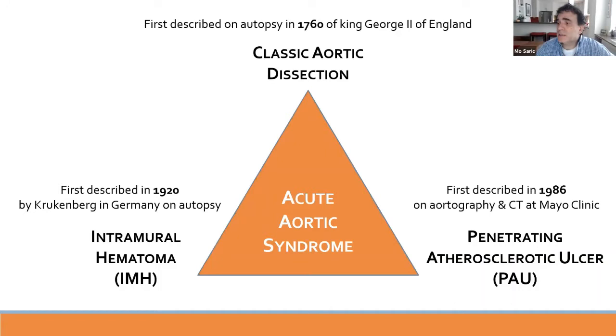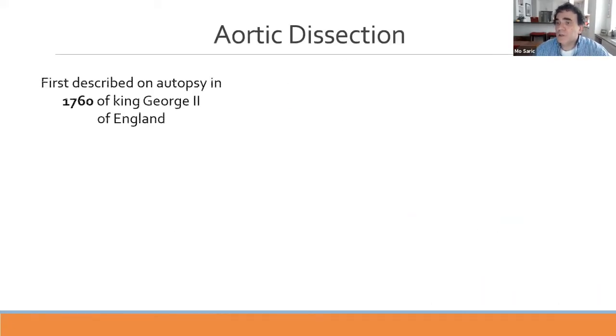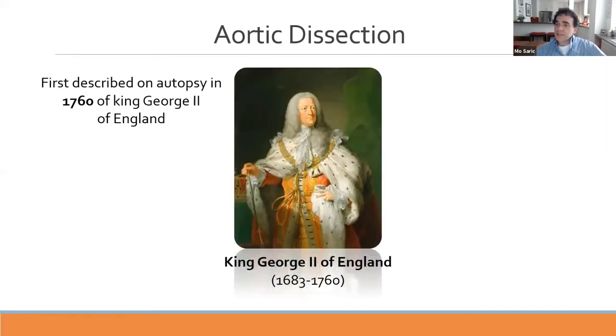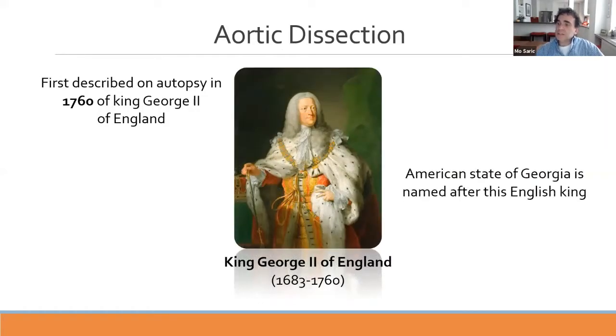And a penetrating ulcer was described even later, in 1986, on aortography and CT at Mayo Clinic. So aortic dissection, as I said, was first described on autopsy in 1760 in King George of England. This is in his fancy clothes. And for us Americans, it's relevant that our state of Georgia is named after him.